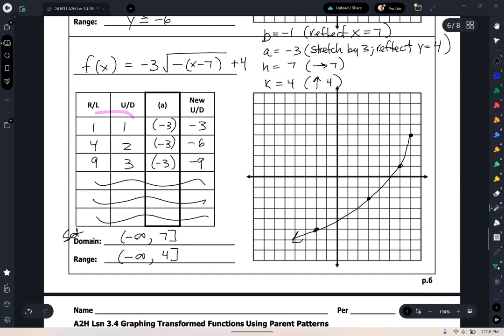And so then instead of 1, 1, 4, 2, 9, 3 being my pattern, I'm going to go 1, -3, 4, -6, 9, -9. And so that's going to get me my deeper stretch down this way like that. And then we left off kind of alternating. So hopefully you did set notation on your domain and range for that one. All right, there you go.